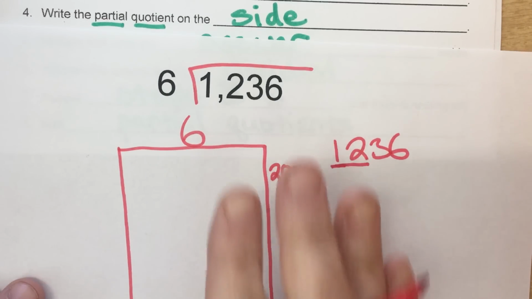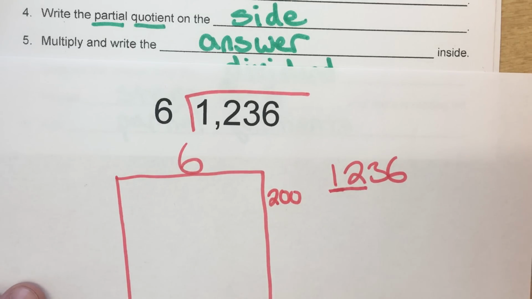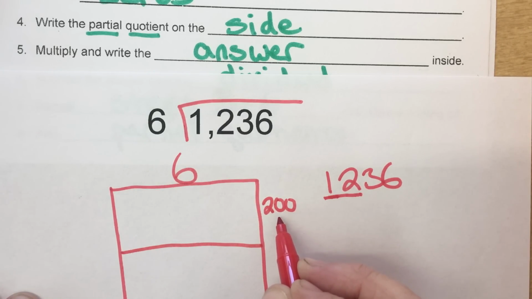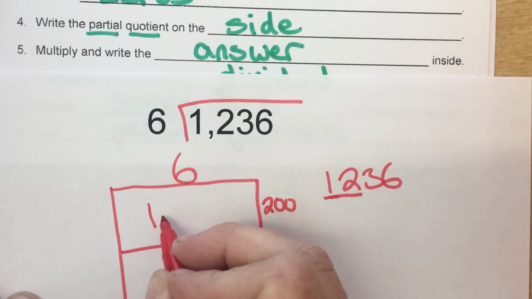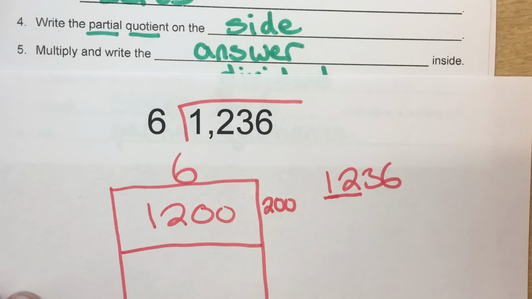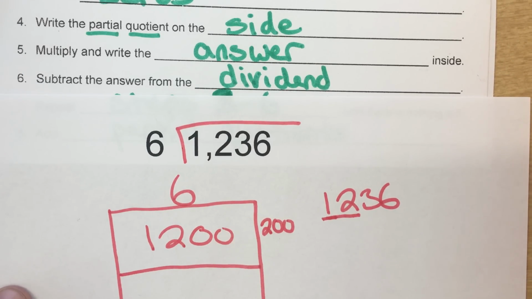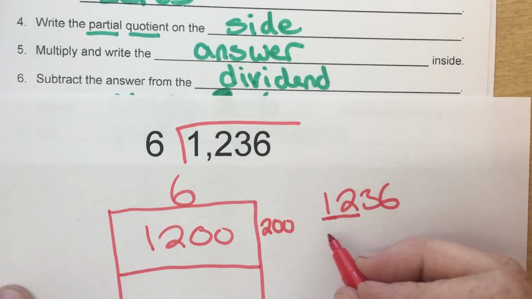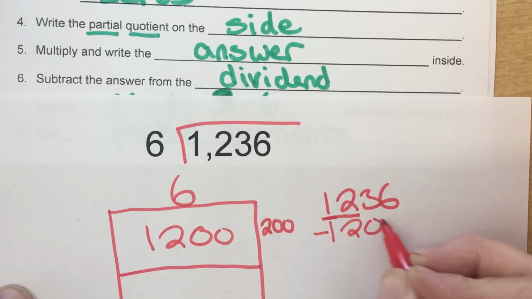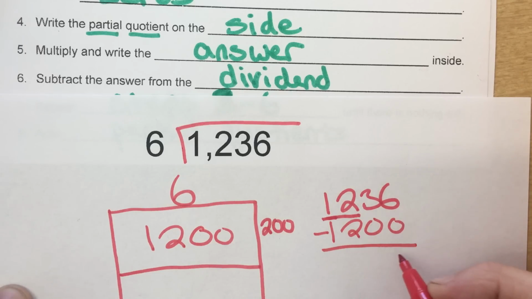Step 5 says I'm going to multiply and write the answer inside. So what is 6 times 200? Well, 6 times 2 is 12, and then the 2 zeros. Step 6 is I'm going to subtract the answer from the dividend. So this answer I'm going to subtract over here. And what am I left with? A 6 and a 3.